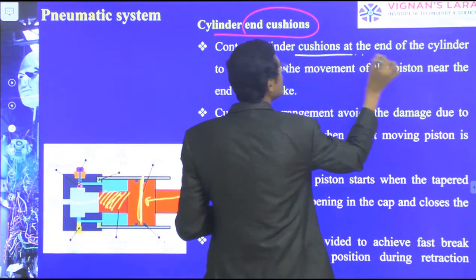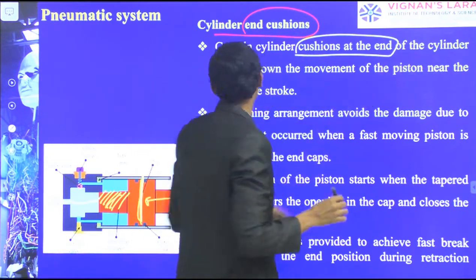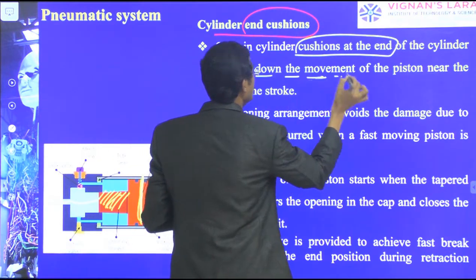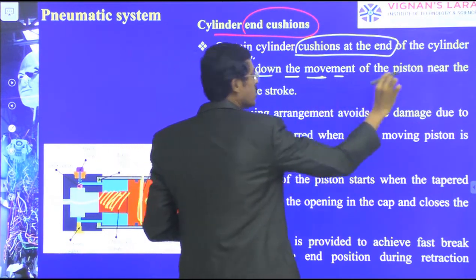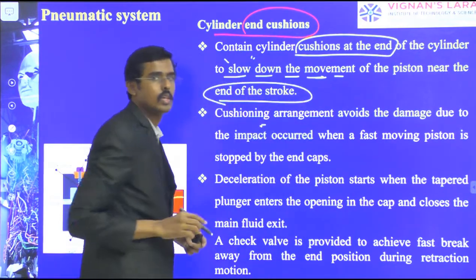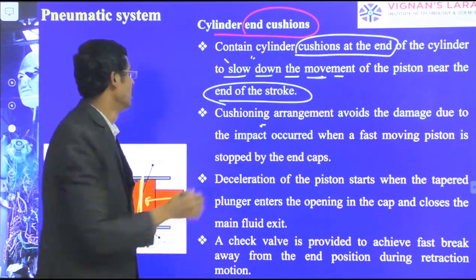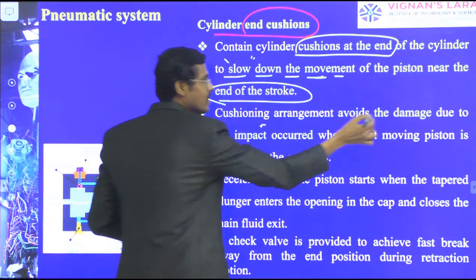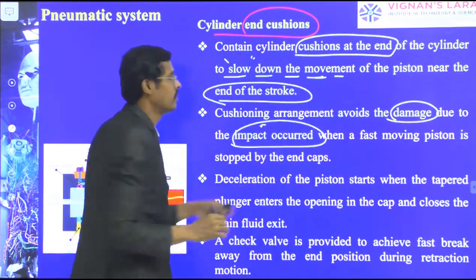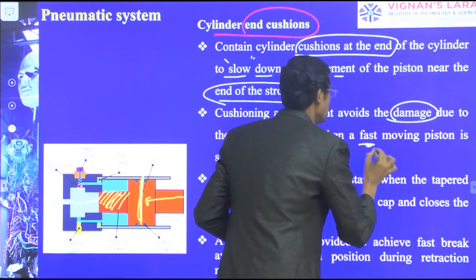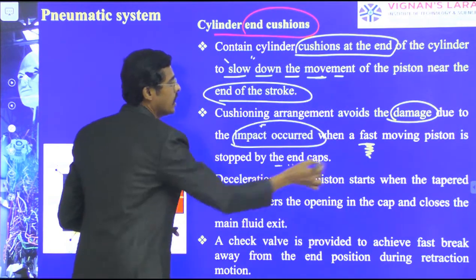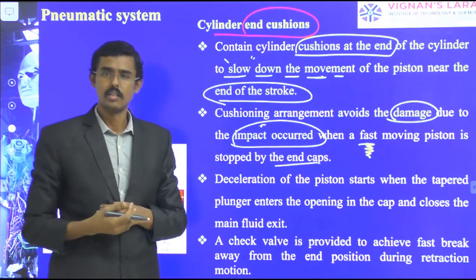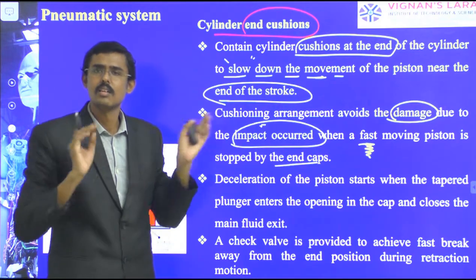A cylinder cushion at the end of the cylinder slows down the movement. This is important. It slows down the movement of the piston near the end of the stroke. At the last, the force is to be minimized. So the cushion arrangement avoids the damage due to impact that occurs when the fast moving piston is stopped by the end caps. So this is how we are using the cylinder end cushion in the double acting or single acting cylinders.